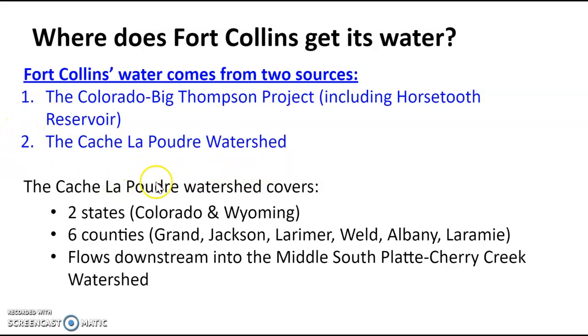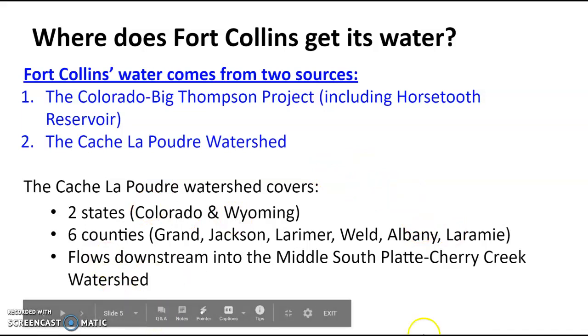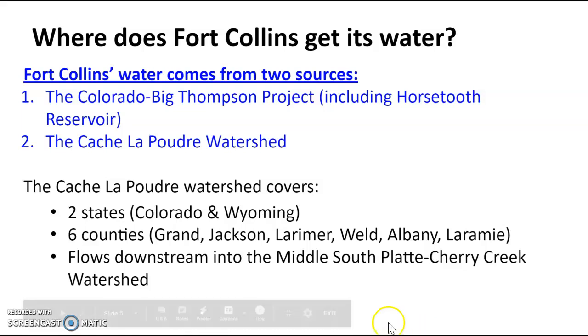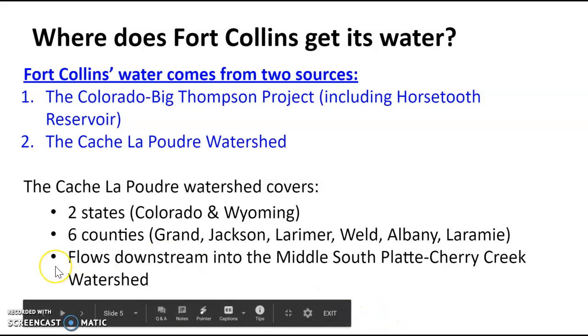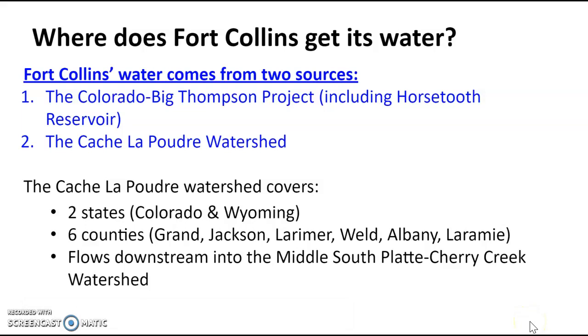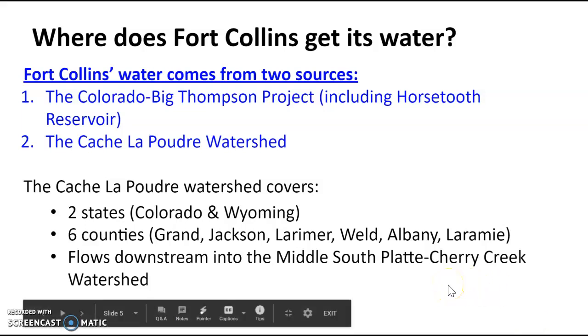It includes parts of Colorado and Wyoming, and there's 6 counties that are included in it. So Grand County, Jackson County, Larimer County, Weld County, Albany County, and Laramie County are all included in the Poudre watershed. And eventually, the Poudre flows downstream to the Middle South Platte Cherry Creek watershed, and that's down kind of near Denver.